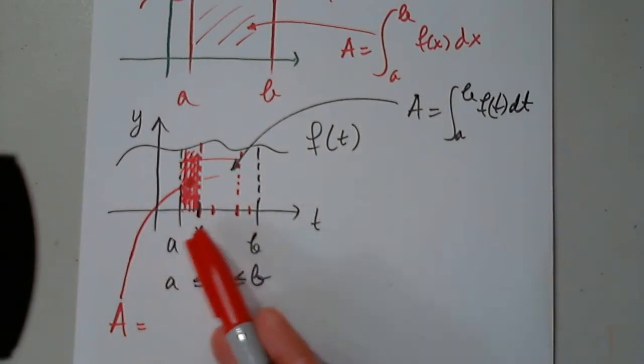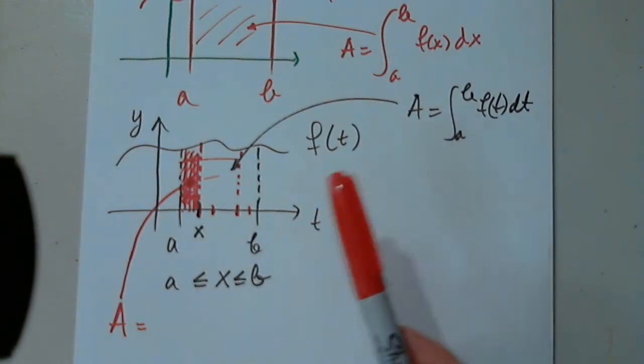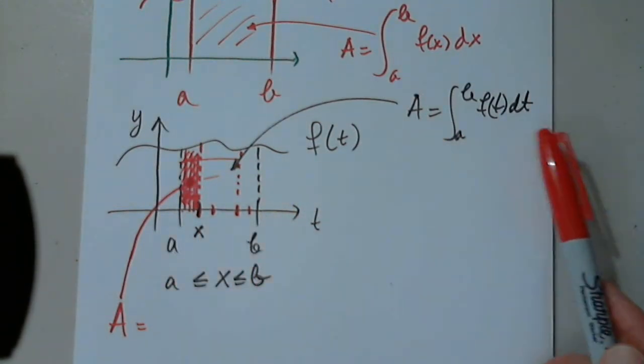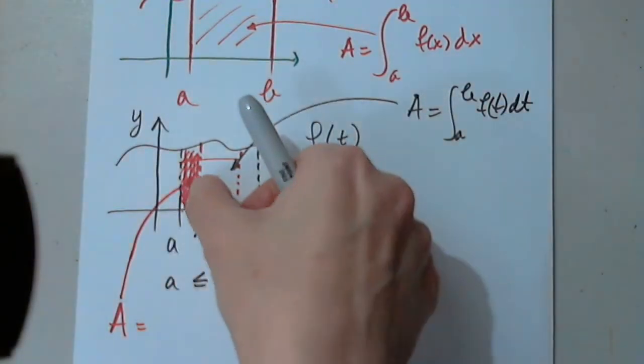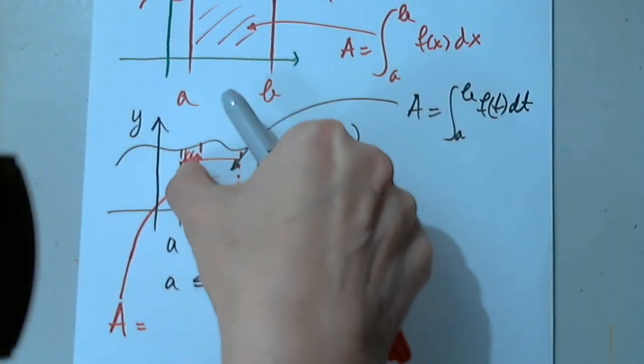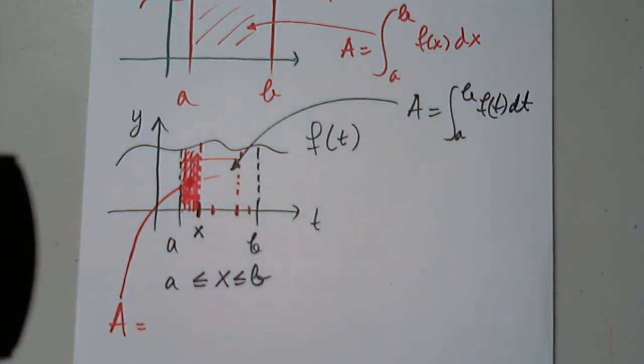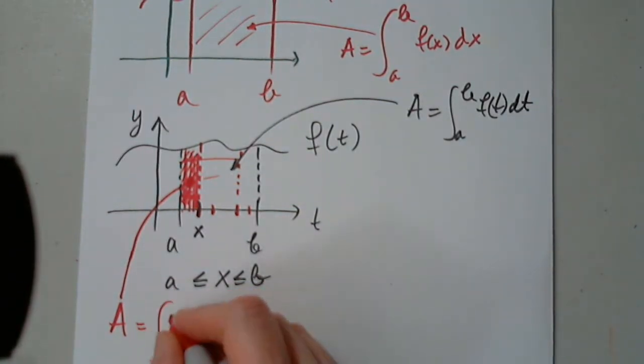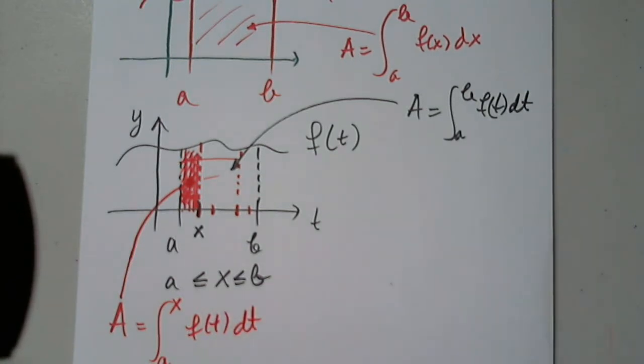We know how to express the entire area, right? From a to b, the integral of f of t dt. But what if I want to express just this area? How do I do it? From a to x. Of course, awesome. Yes, that's what it is: the integral from a to x of f of t dt. Excellent. That's all I needed.